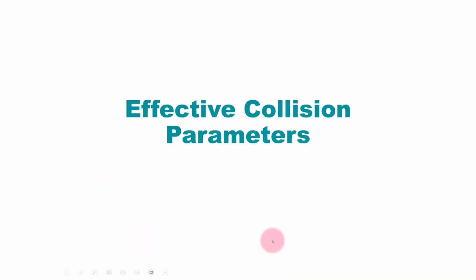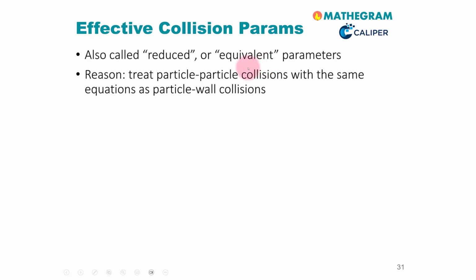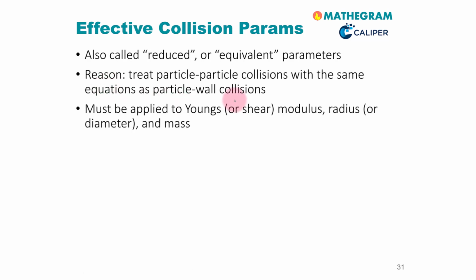The second important piece of information that you find very often in the theory is the so-called effective collision parameters. Well, what are effective collision parameters? They are also called reduced or equivalent parameters, and the reason for introducing these effective parameters is that we want to treat particle-particle collisions with the same equations as particle-wall collisions. That means we don't have to rewrite all the equations for particle-wall or particle-particle. We can just say, well, this is an effective collision as if a particle would collide with a wall.